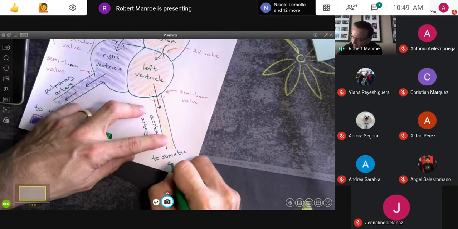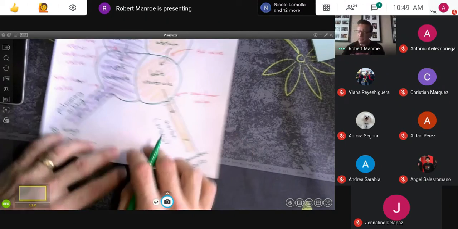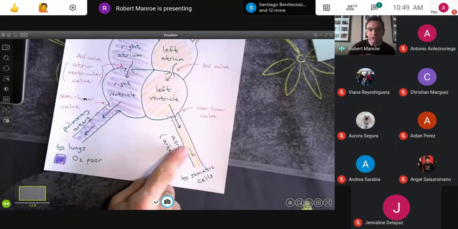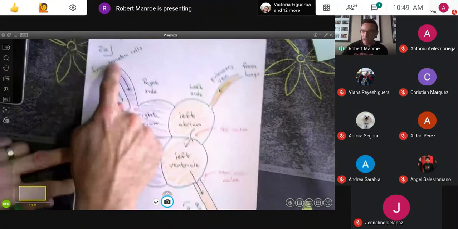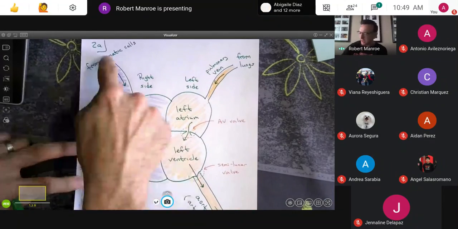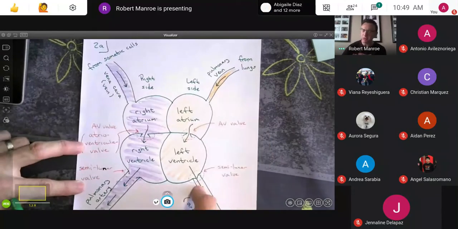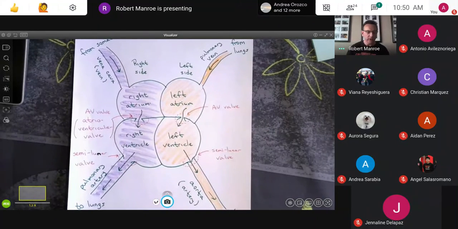Again, think your way through this diagram. Don't memorize. And then once the blood goes out to the somatic cells, guess what? It comes back here. So the blood goes right lungs, left body, right lungs, left body, back and forth, back and forth. And that's the heart diagram, okay? However, would you ever draw this on the IB exam, ever?